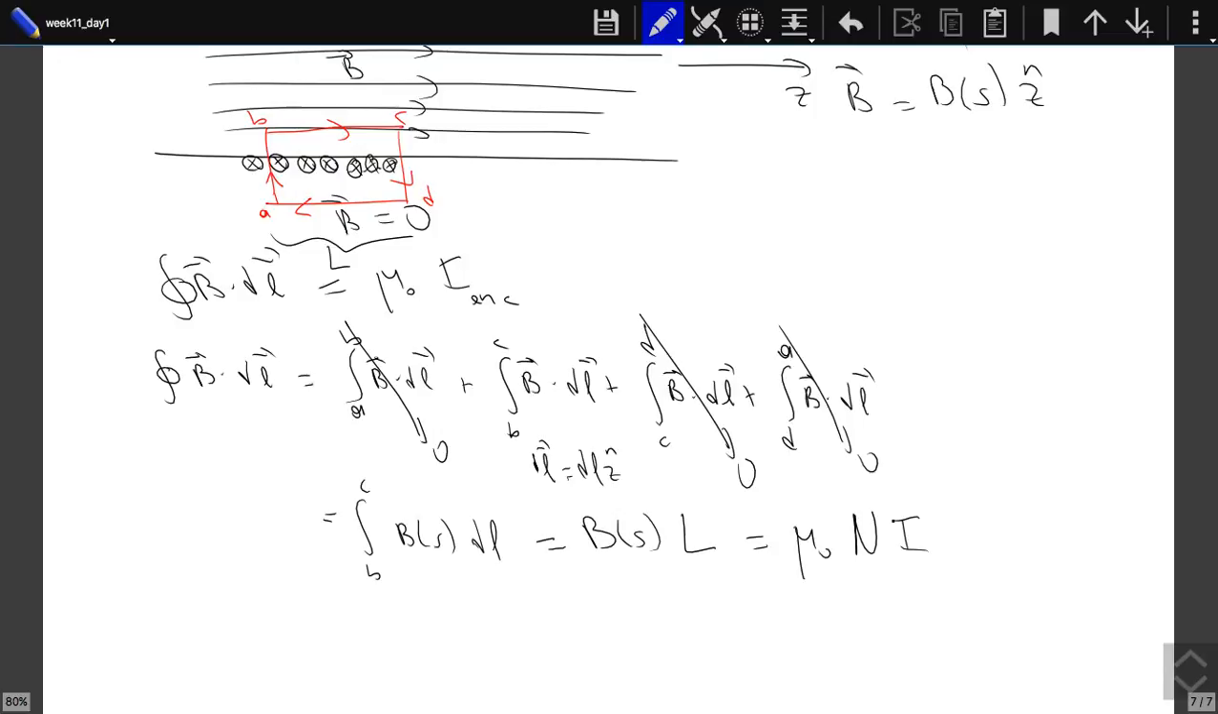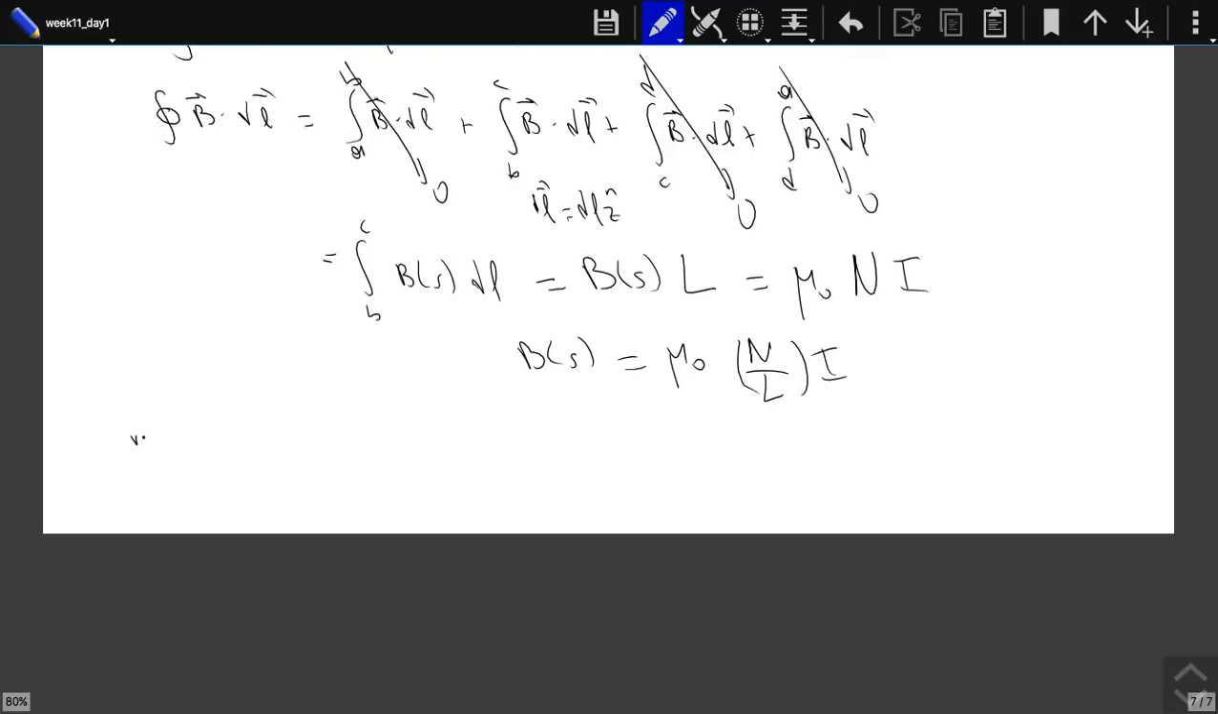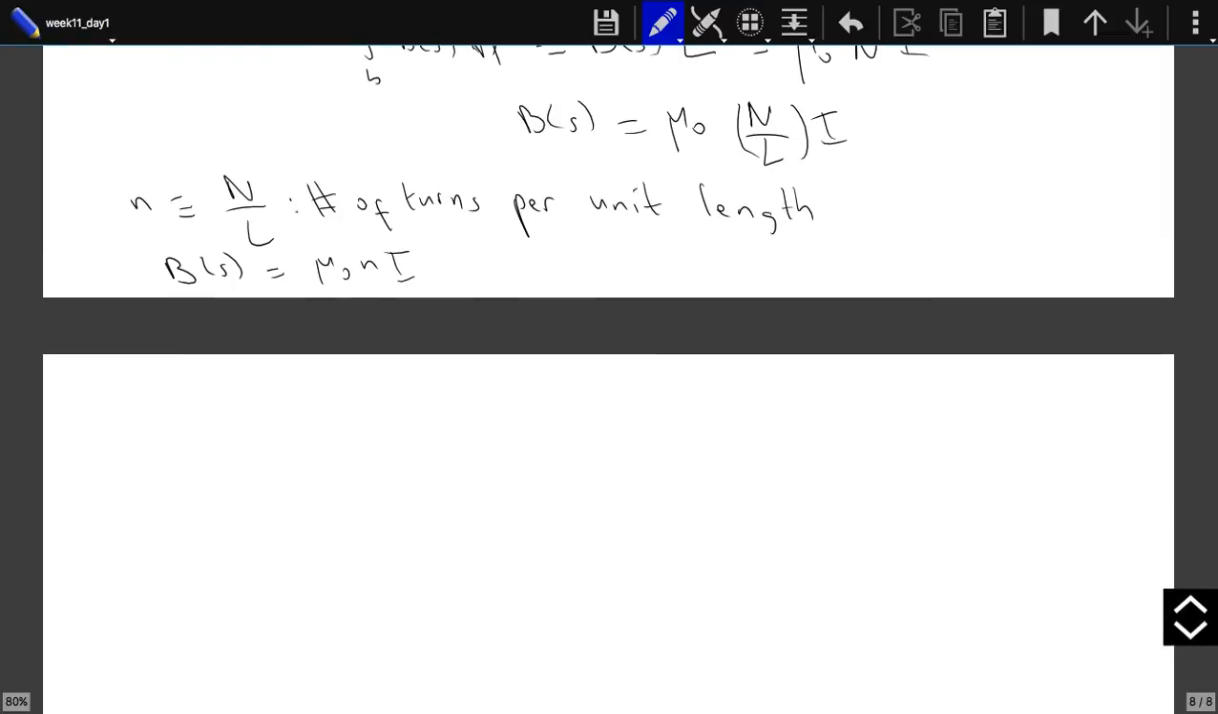And hence, B_s is equal to mu0 times n over L times I. It turned out to be independent of S also. It doesn't depend on my distance from the central axis of the solenoid. So let us just call n over L capital N, the number of turns per unit length. So B_s is equal to mu0 N I. Or B as a function of my position will be equal to mu0 N I if S is less than the radius of the solenoid, and 0 if S is larger than R.